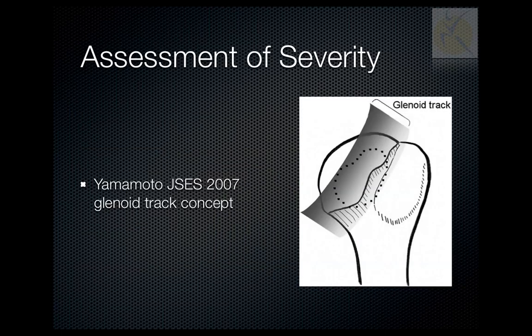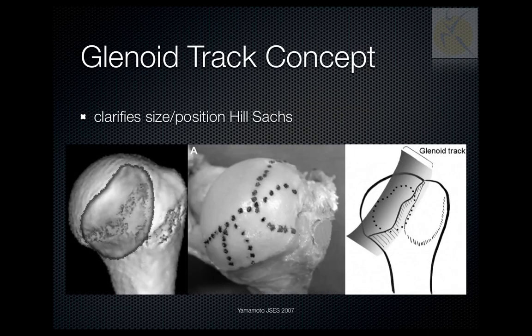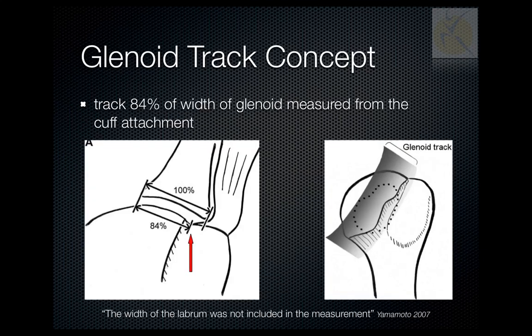Yamamoto in 2007 introduced the glenoid tract concept. He essentially looked at the way the humerus tracked along the glenoid in various degrees of abduction with external rotation. We can see this here in these diagrams. The essence of his project was that if a Hill-Sachs lesion was greater than 84% of the existing glenoid, then it was likely to induce failure with a simple Bankart repair alone.